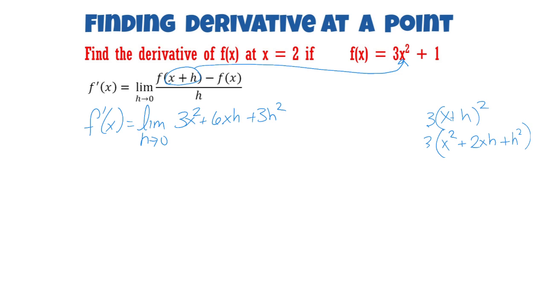But we have to finish the function. It's 3x squared plus 1. So I still have to do the plus 1 at the end of that. Okay, so what I just did is f of x plus h. Now I have to subtract the function. That means subtracting the entire function. Remember how we have to distribute the minus to all the parts of the function. So it's going to end up being a minus 3x squared and then a minus 1. And this is all over h.